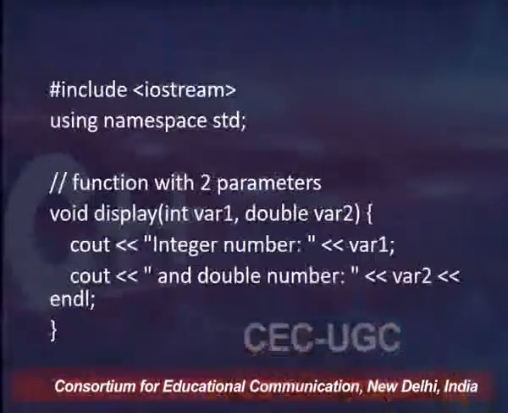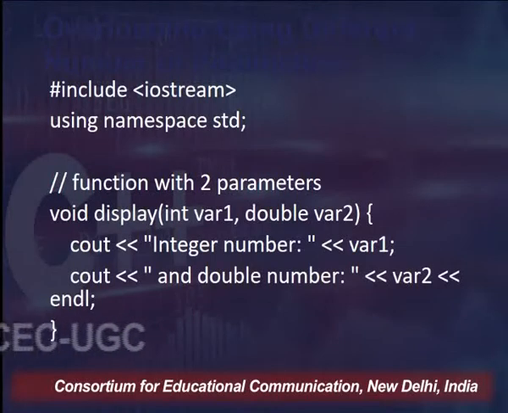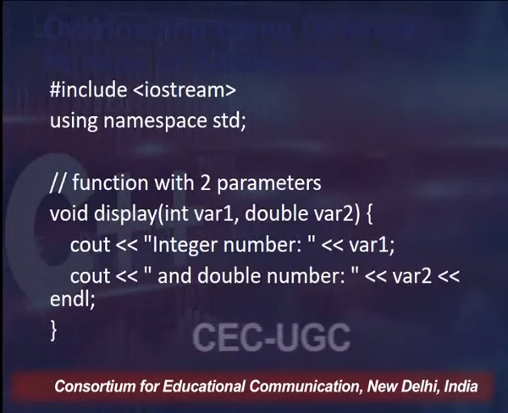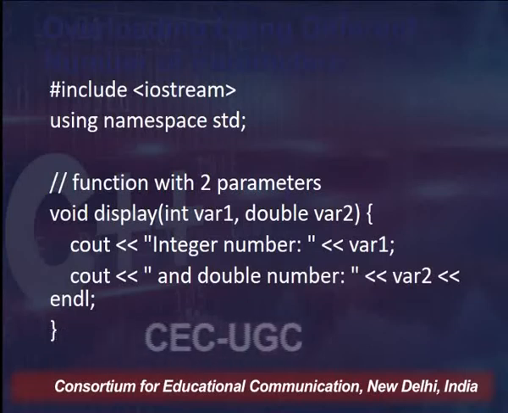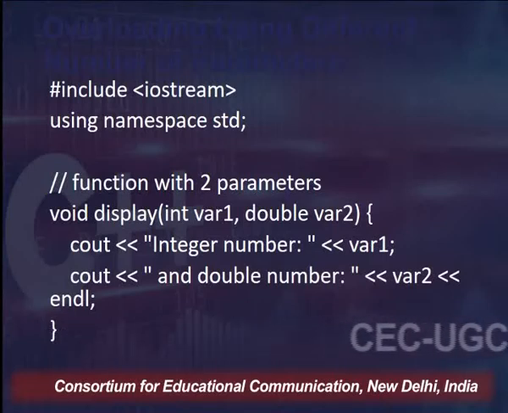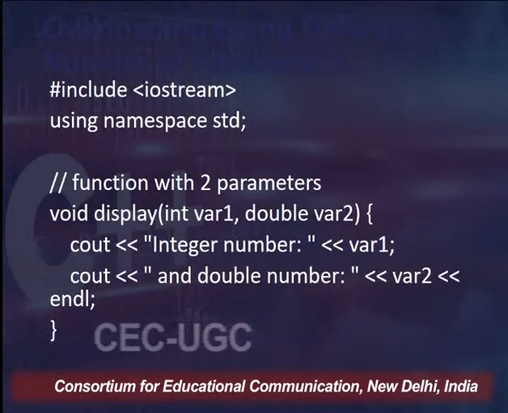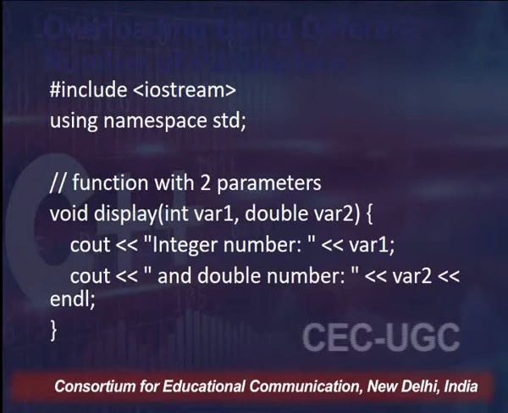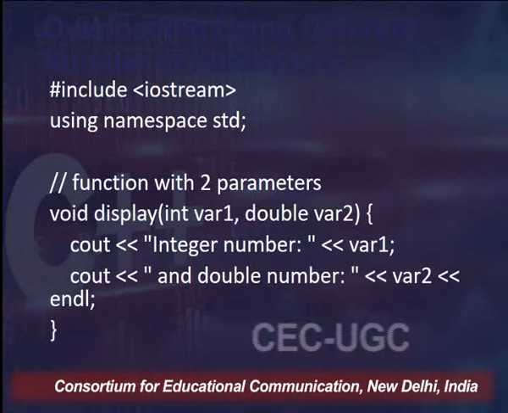We have a function display. The return type of display is void and it is taking two parameters. One is var1 of type integer, another one is var2 of type double. As the name indicates, it is doing nothing but displaying the two variables. It takes the first variable var1 with cout and displays the second variable var2, and through the print statement it differentiates between the integer number and the double number. That's what it is doing.